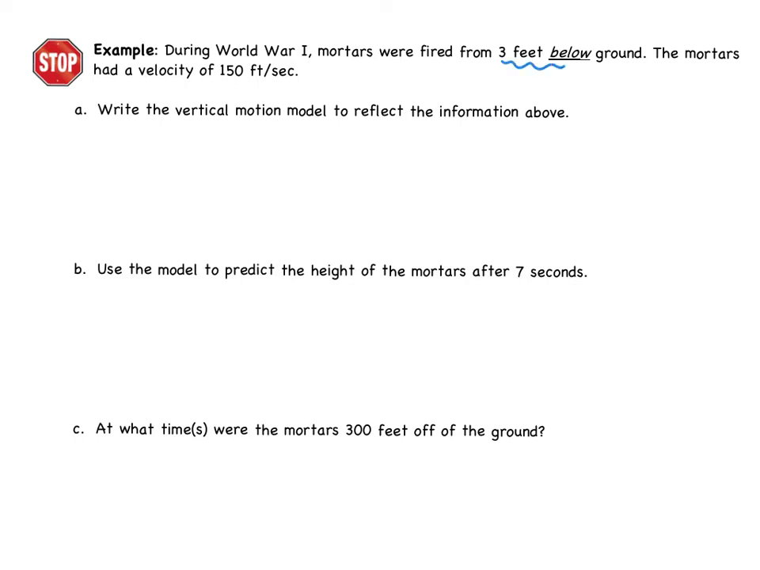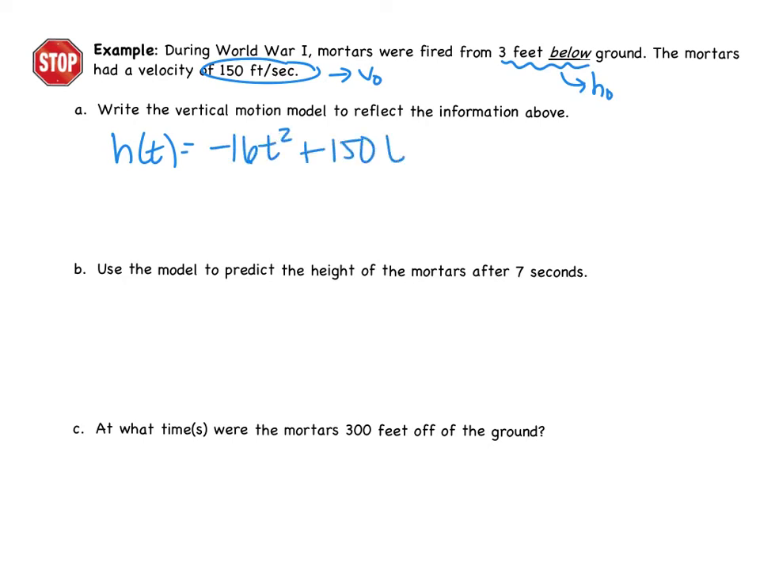Okay, so that 3 feet below ground, that's our initial height. 150 feet per second, that is our initial velocity. So if we write the vertical motion model, the height after a certain amount of time is negative 16t squared plus initial velocity times t. And then we're going to add the initial height. Well, it's 3 feet below ground, which means that the initial height is negative 3.